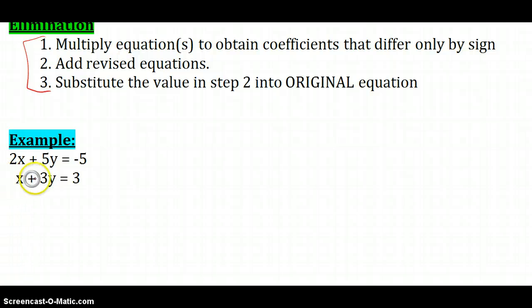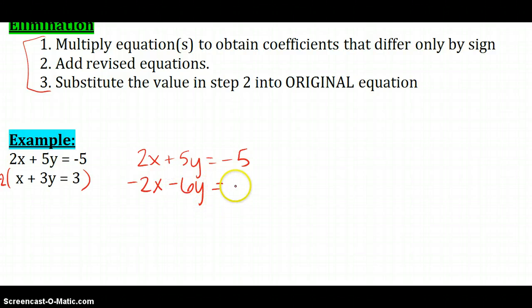So I'm going to multiply this whole bottom thing by -2, because I can't just multiply the x by -2, because then it's not an equation anymore. I have to multiply the whole thing by -2. So my two new equations are going to be, this stays the same, 2x plus 5y equals -5. If I multiply everything by -2, I now have -2x. This 3, if I multiply by -2, is now a -6. And my 3 is now -6.